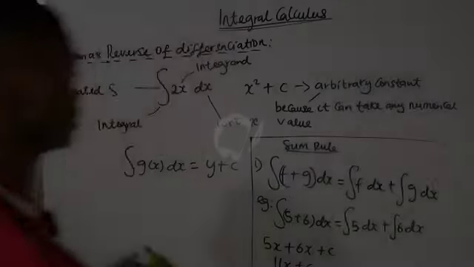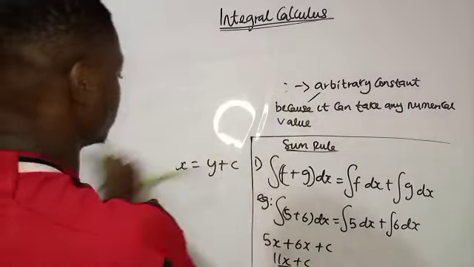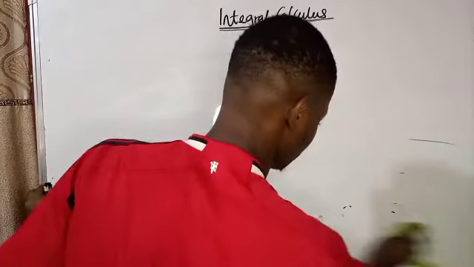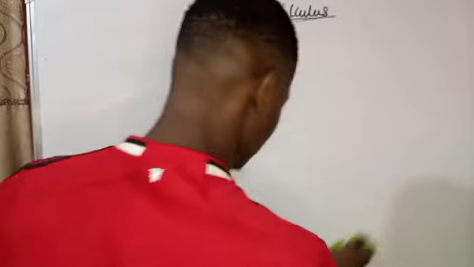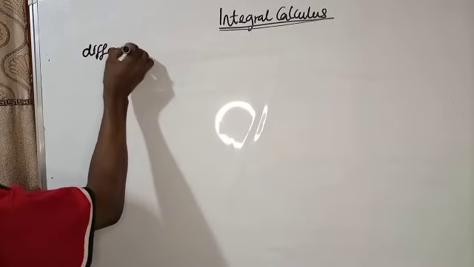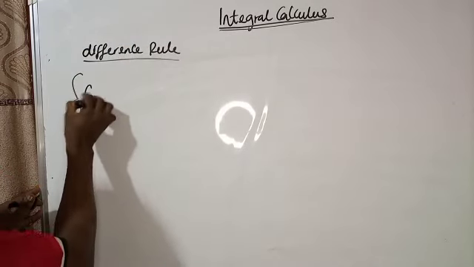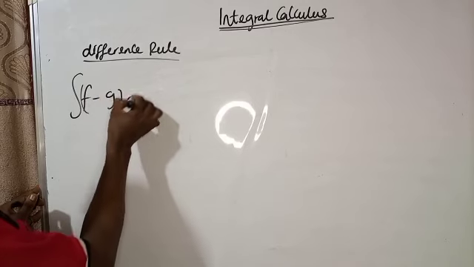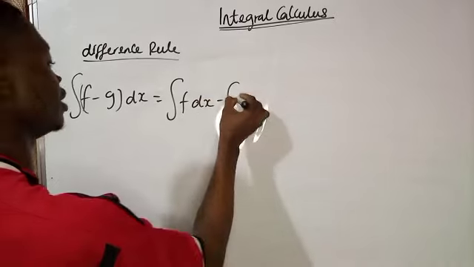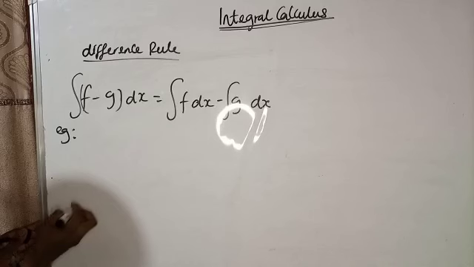So we have another one. Let me clean all of this. The difference rule, where the integral of f minus g dx is equal to the integral of f dx minus the integral of g dx.